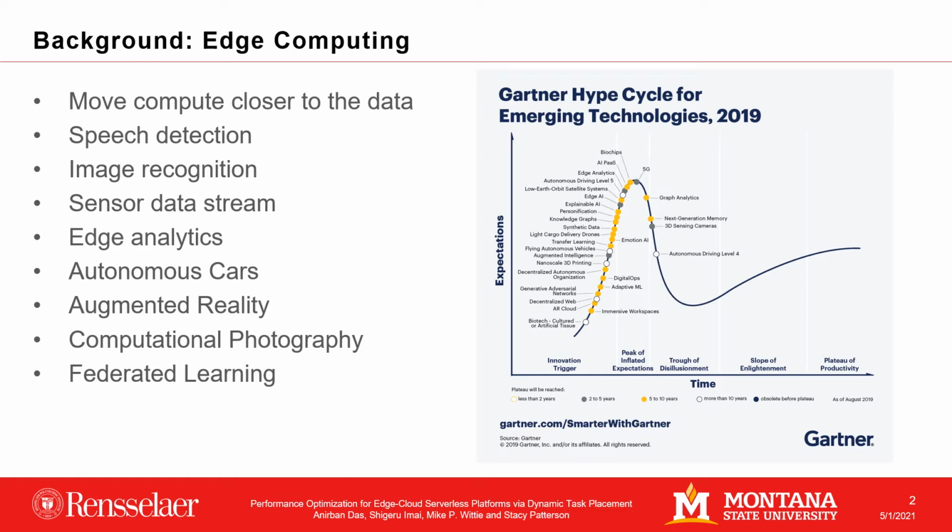It therefore moves compute closer, allowing more sophisticated applications such as speech detection, sensor data stream analysis, autonomous cars, computational photography, and federated learning. As we see in the Gartner hype cycle on the right here, for technologies in 2019, Edge AI and Edge Analytics are at the peak of inflated expectations. So we expect the Edge AI and Edge Analytics to be somewhere around here for the current cycle of 2020-21.